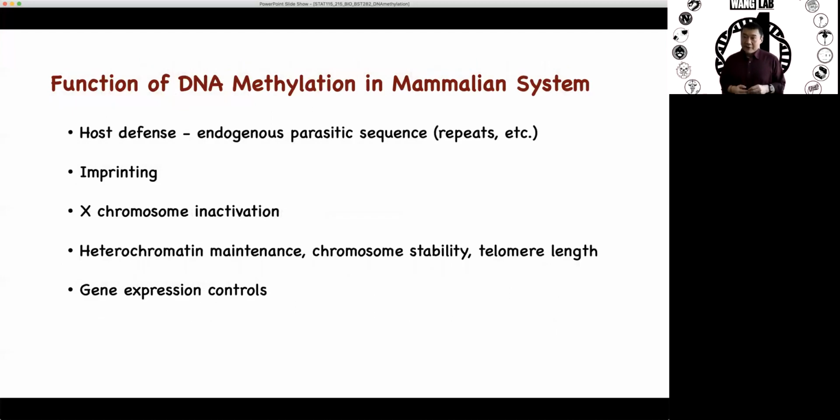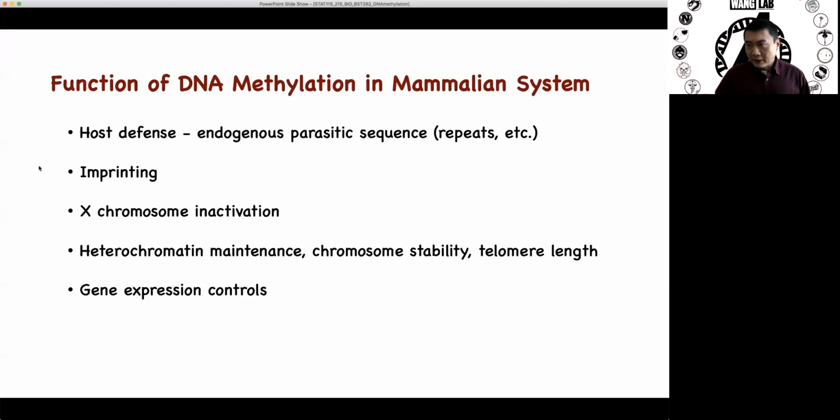Methylation has a lot of very important functions, even though it is such a simple modification. The most important, in fact, some people argue the only important function, is host defense. It is used to silence parasitic sequences like transposable elements, like the IAP element that we talked about at the very beginning. Some people argue that's the only function and everything else is kind of derivative. But regardless, methylation plays many important roles.